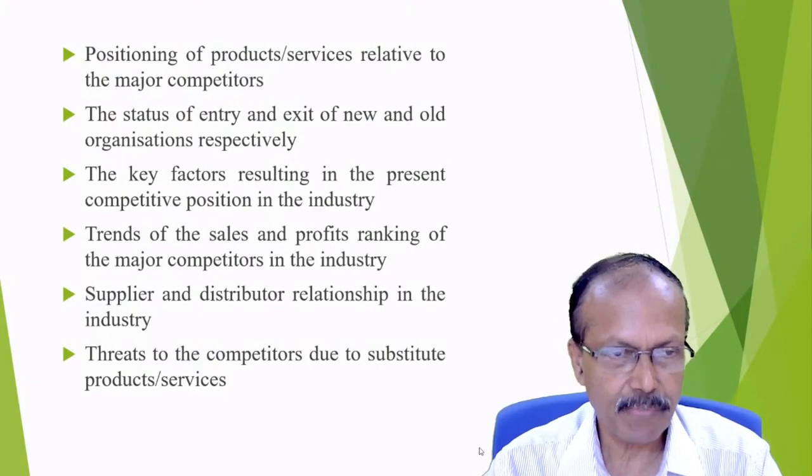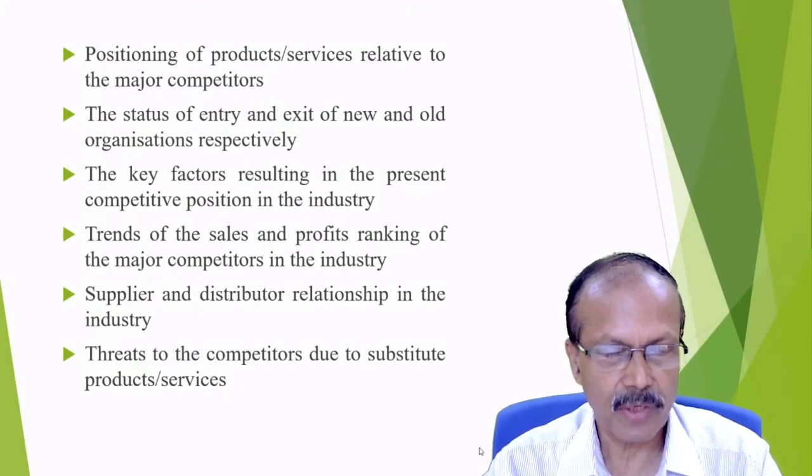and also the supplier and distributor relationships in the industry, which count much to strengthen the supply of raw material as well as to efficiently distribute the final products and services of the organization. The threats to the competitors due to substitute products and services change the game plan by changing the level of impact on any business.